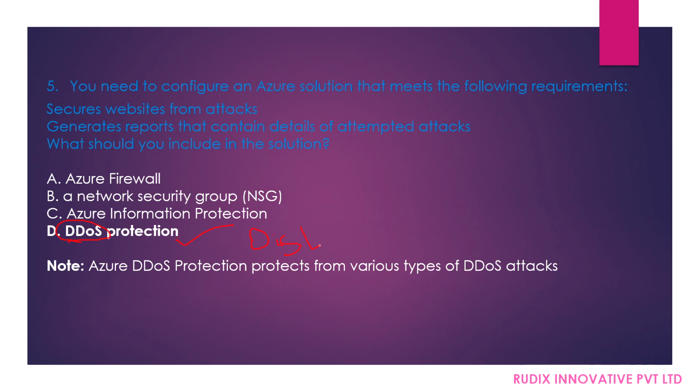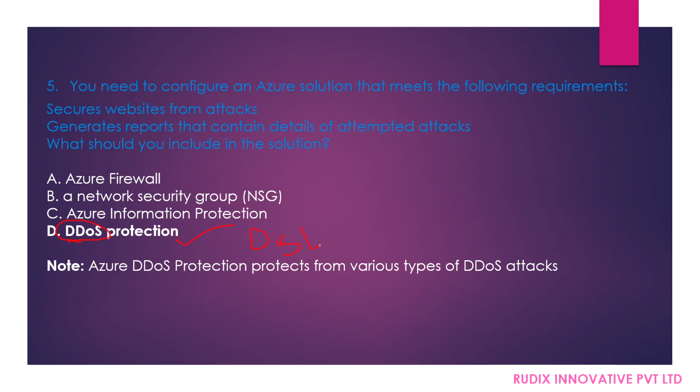So, to meet the requirements of securing the website from attacks and generating reports containing details of attempted attacks, you would include Azure DDoS Protection in the solution. Azure Distributed Denial of Service protection helps protect Azure resources from the impact of distributed denial of service attacks by automatically mitigating attacks as they occur. It provides defense mechanisms against various types of DDoS attacks such as volumetric, protocol and application layer attacks.